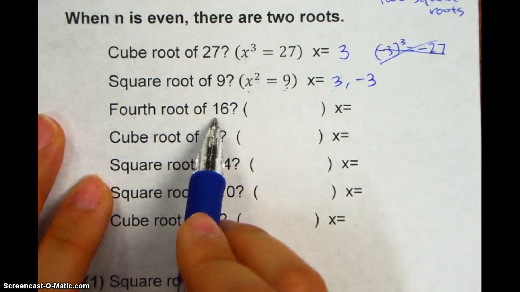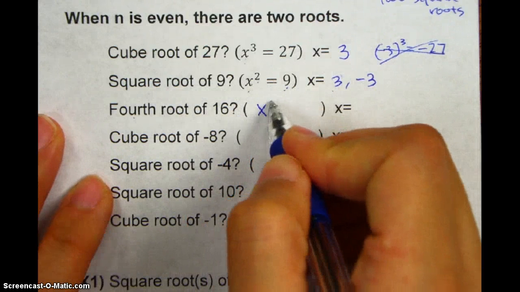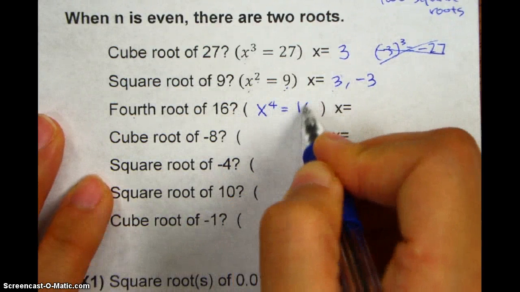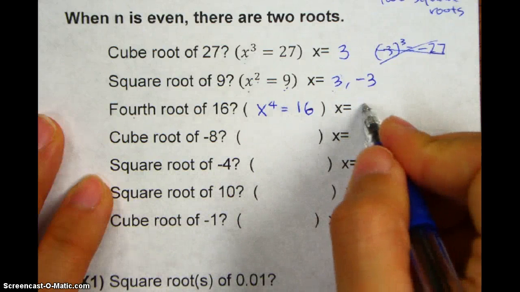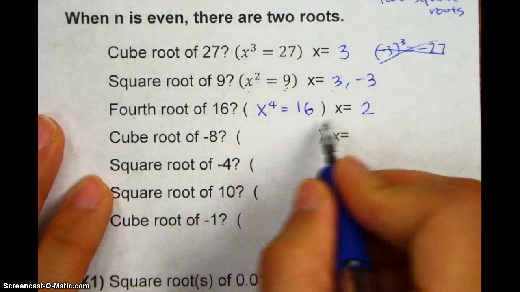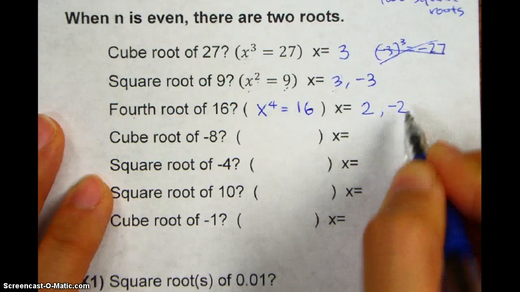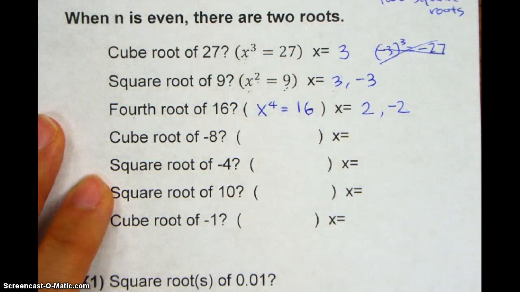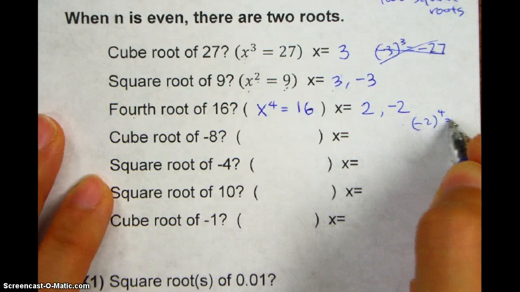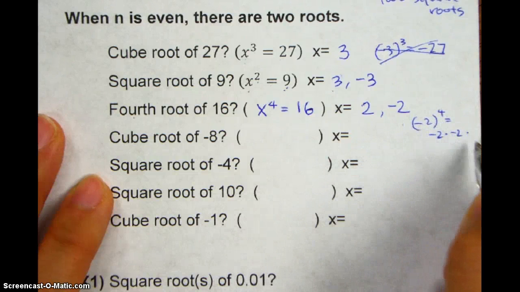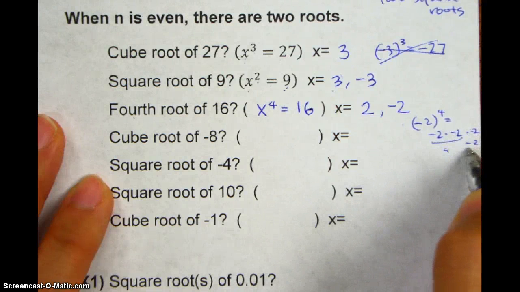Fourth root of 16, that means a number, if you raise to the fourth power, you get 16. What are the numbers? Well, we know 2 to the fourth power is 16. Also, negative 2 to the fourth power is 16. If you actually raise negative 2 to the fourth power, that's negative 2 times negative 2 times negative 2 times negative 2. This one is 4. That one is also 4. So it becomes 16.